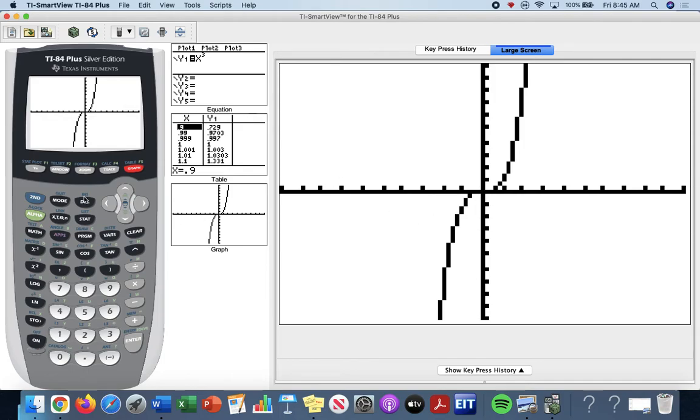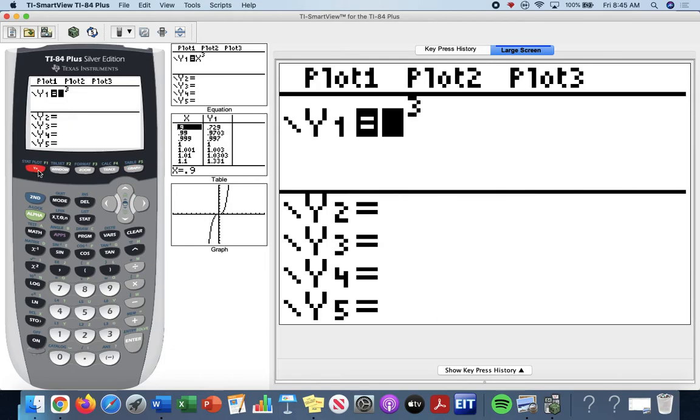You may not know exactly where it changes concavity. It looks like it's at 0, but what if it's at 0.1? So we want a more precise way to do this. The way we're going to do this is by having the calculator show us the second derivative graph. So we're going to use the graph of the second derivative to find out information about the original function.